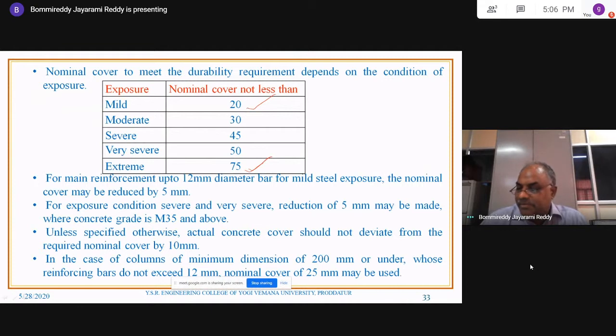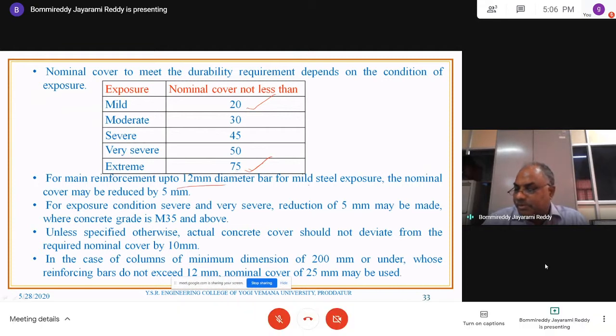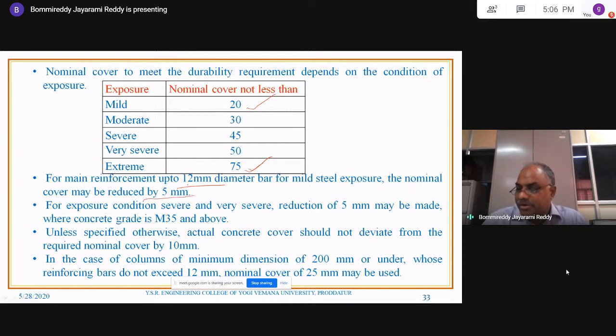Similarly, for main reinforcement up to 12 mm diameter for mild steel exposure, nominal cover may be reduced by 5 mm. So normally for mild exposure, 20 mm is the minimum cover. If the diameter of the bars is 12 mm or less and the exposure is mild, 5 mm may be reduced, provided the diameter of the bar is 12 mm or less, and exposure must be mild.